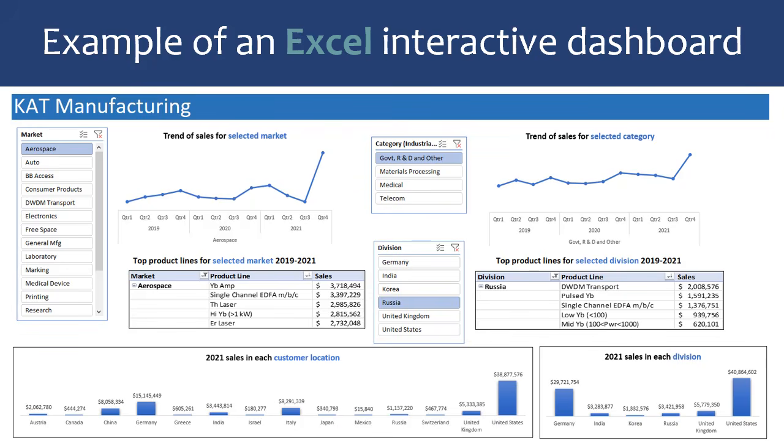Here's a screenshot of an interactive dashboard in Excel. The dashboard is interactive because we can select the market and category and see the trend of sales revenue associated with those selections. We can also select the market and division to see the top product lines associated with those selections.